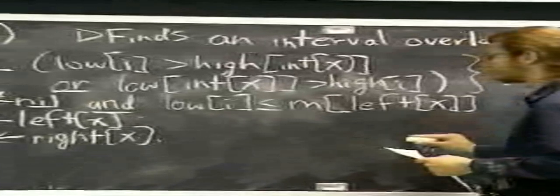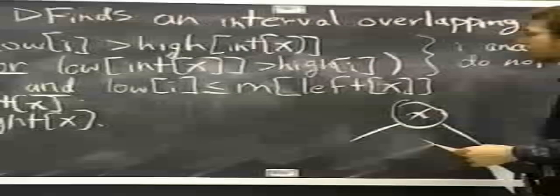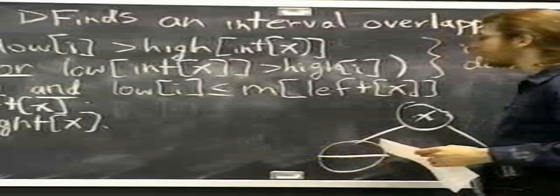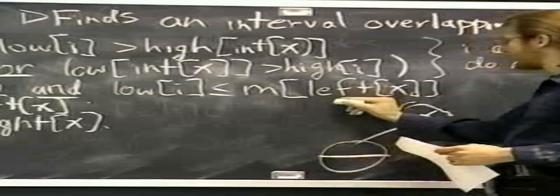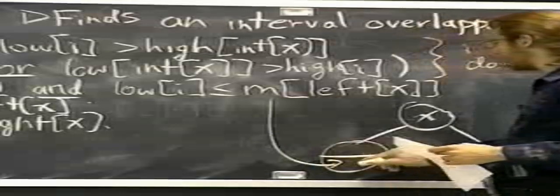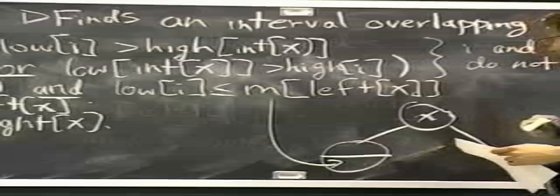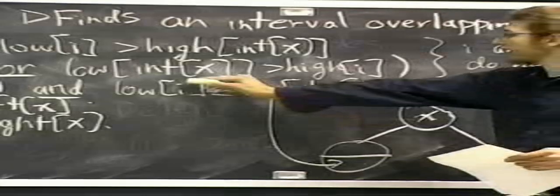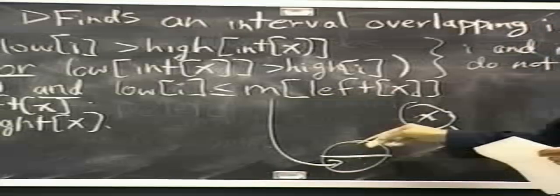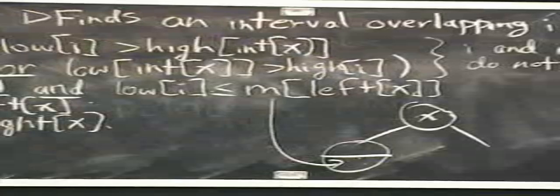So let's draw a picture here. I have my node x. There's the left direction, there's the right direction. Let's look at the m value in the left subtree. This is m of left of x. I compare that with the low end of the interval I'm looking at. If my interval overlaps that m value, I'll go to the left subtree. Otherwise, I'll go to the right subtree. So let's look at an example.